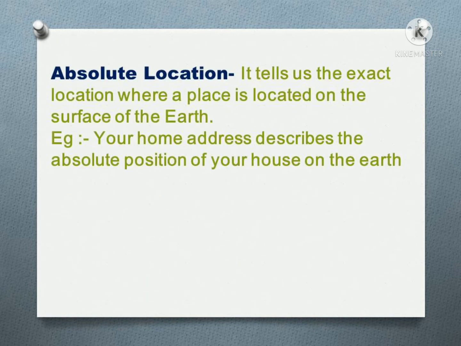Next we have absolute location. It tells us the exact location where a place is located on the surface of the earth. For example, your home address. It describes the absolute location or the absolute position of your house on the earth.